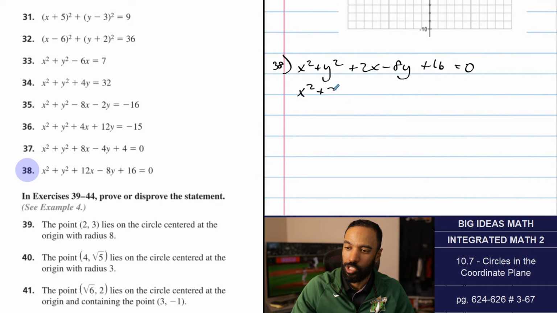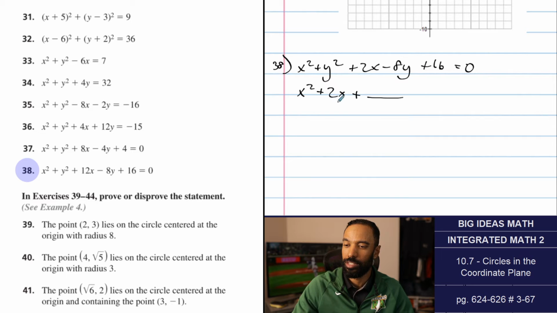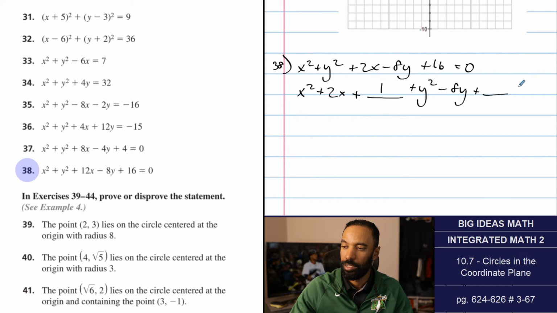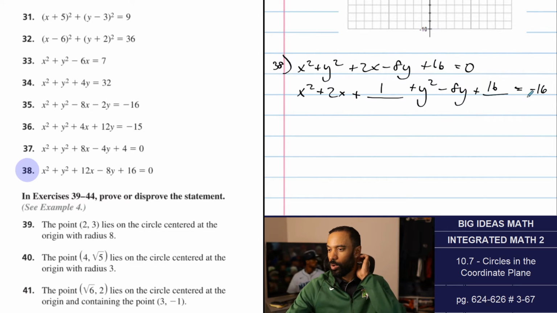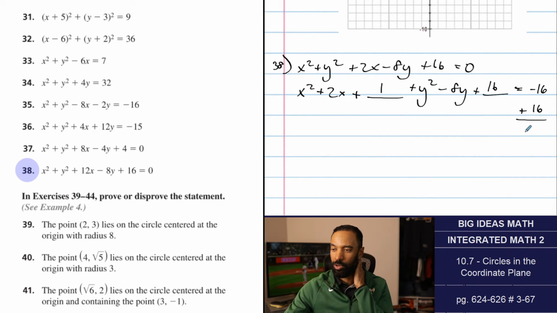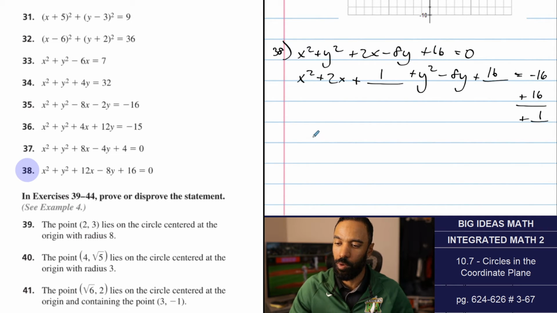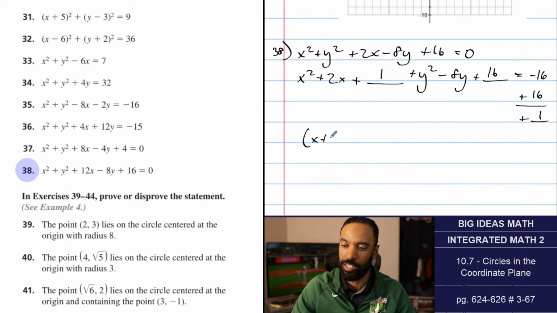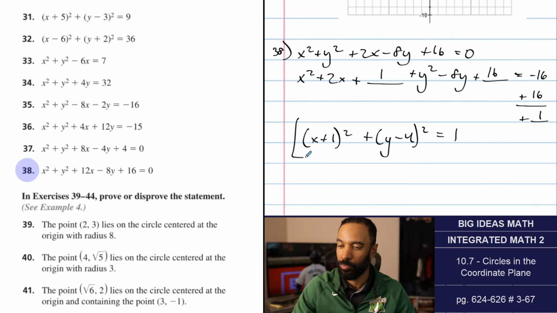Clump the x's together. x squared plus 2x plus, divided by 2 and square it is 1. Y squared, let's come up with that one as we subtract 16 over. This is 16. We've seen that number before. So we're going to add 16 and 1. Negative 16 plus 16 is 0, plus 1 is 1. That's the right side. The left side factors to x plus 1 quantity squared, plus y minus 4 quantity squared. And that equals 1 squared, which is 1.